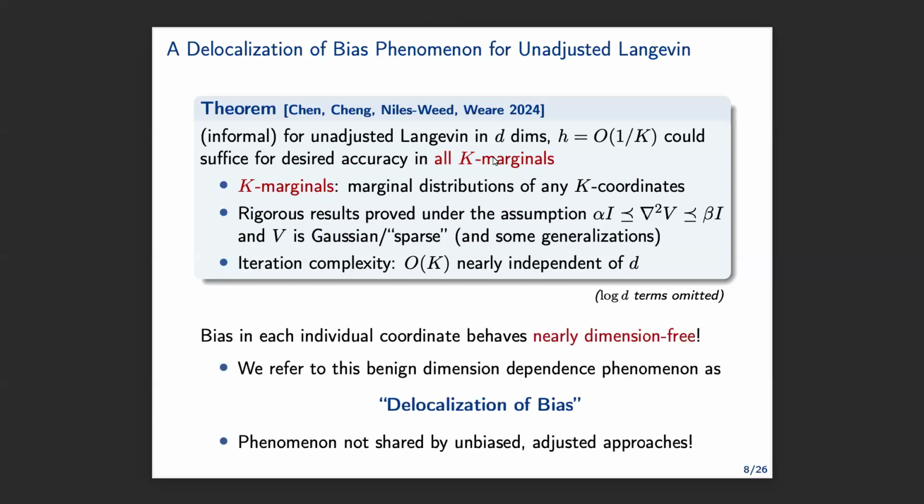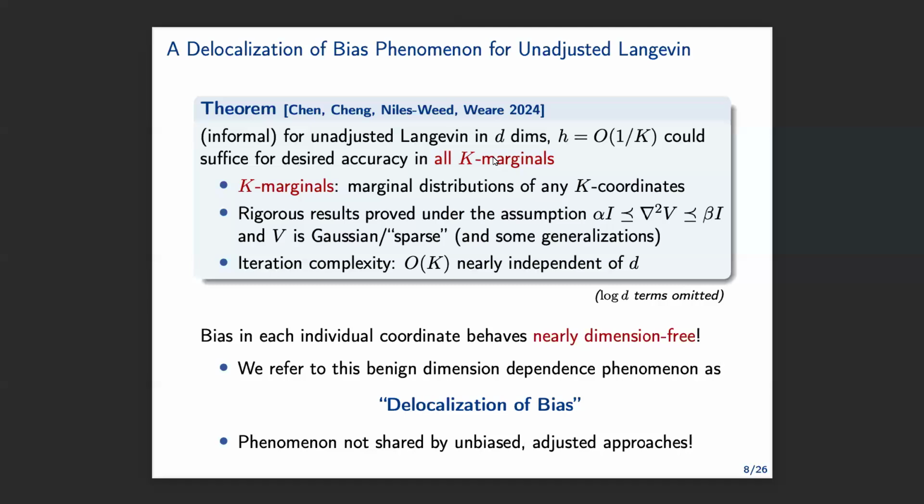If we take K equals 1, it means we're interested in one-particle accuracy. It says that the bias of the unadjusted algorithm in each individual coordinate scales nearly dimension-free. So even if you have billions of variables, the one-particle density accuracy is still very good, even without decreasing the step size. We refer to this as a benign dimension dependence phenomenon.